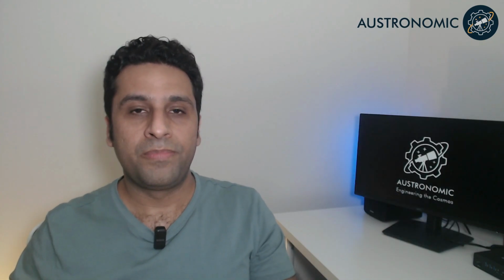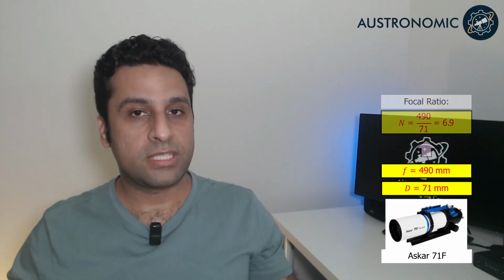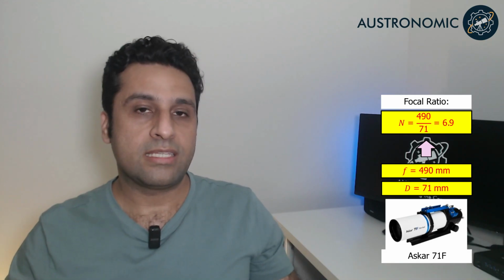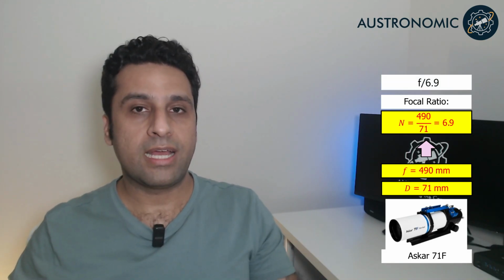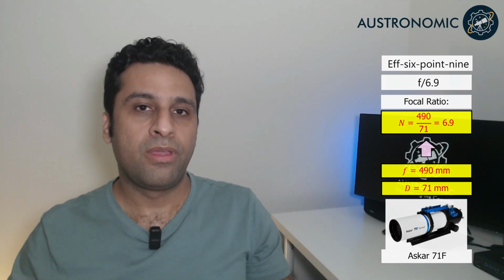For example, the ASCO 71F has a focal length of 490 millimeters and an aperture of 71 millimeters. Its focal ratio is therefore 6.9. This is written as f/6.9 and read as f6.9. The slash is omitted in speech.